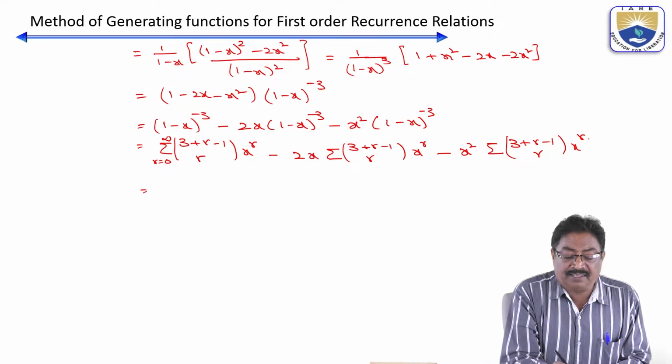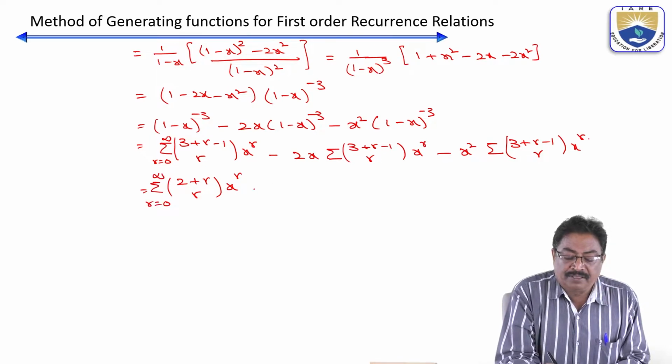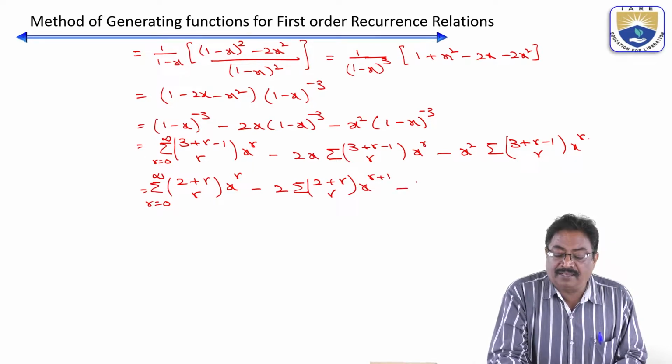So this is 2 plus r C r x to the power of r, summation r equals 0 to infinity, then minus 2, then this will become 2 plus r C r, then x to the power of r plus 1, minus, this is 2 plus r C r, then it is x to the power of r plus 2.